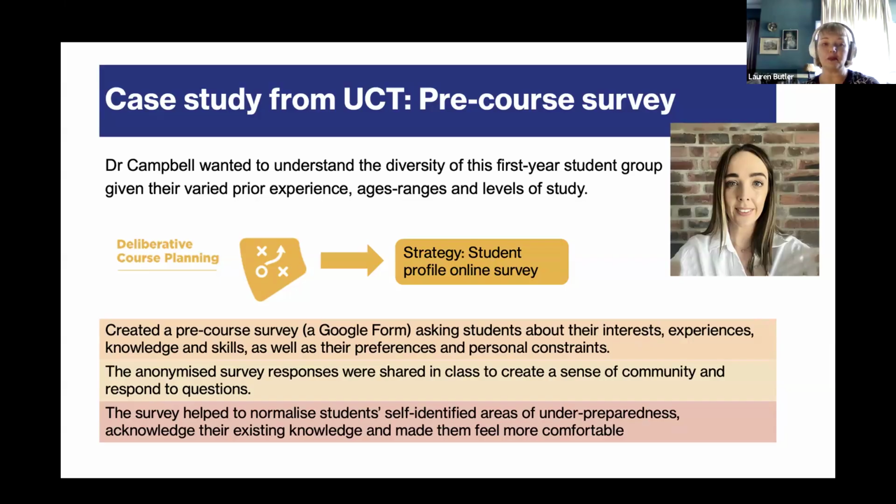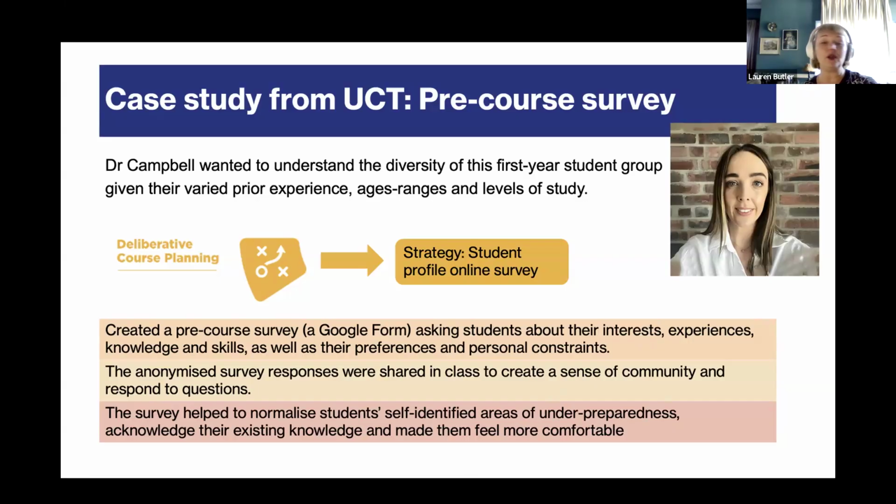And so it was anonymized, and the survey responses were also shared in the class to create a sense of community and for her to respond to questions that came in through the survey. And the survey made a big difference to her knowledge of who's in her classroom, as well as the students in terms of who their peers are. And it helped to normalize students' self-identified areas of underpreparedness or acknowledge the existing knowledge and made them feel more comfortable.